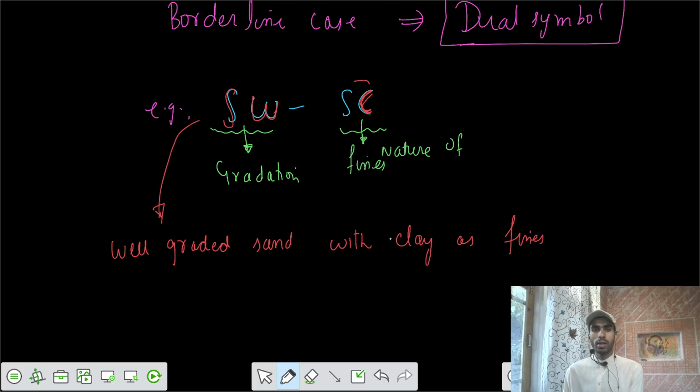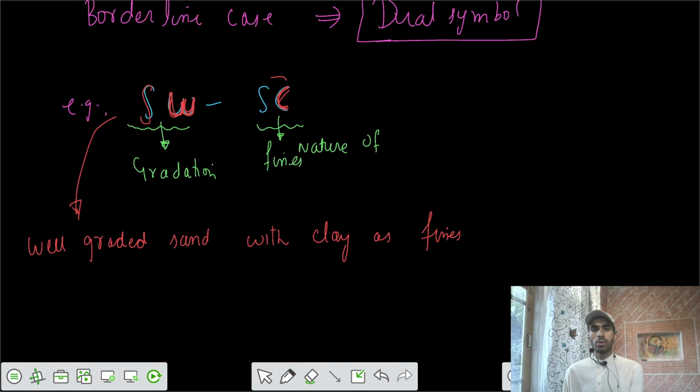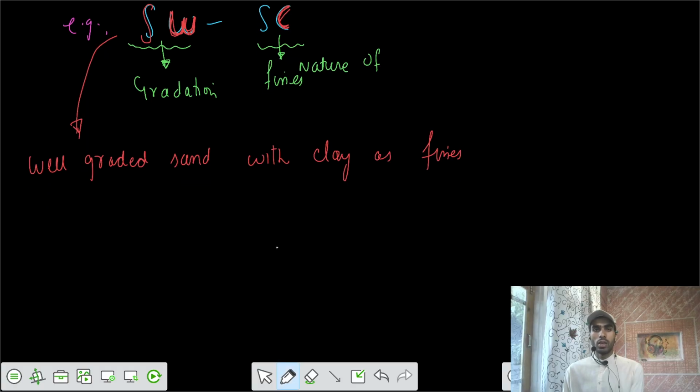well graded sand, and because it has percentage fines in the range of 5 to 12%, I would say you have this sand with fineness in the 5 to 12% range. So that's why we write this one as C. This C is a percentage fine, and the C is actually clay. So I would say your soil is finally well graded sand with clay as fines.